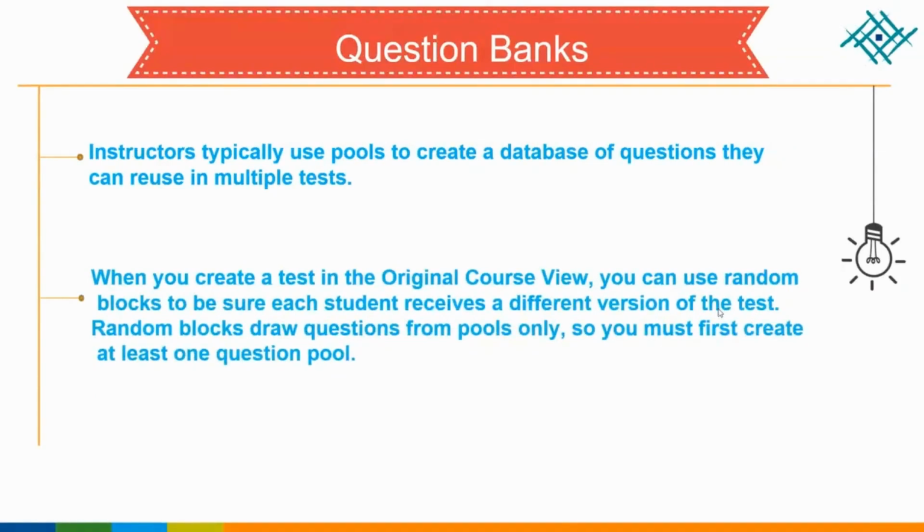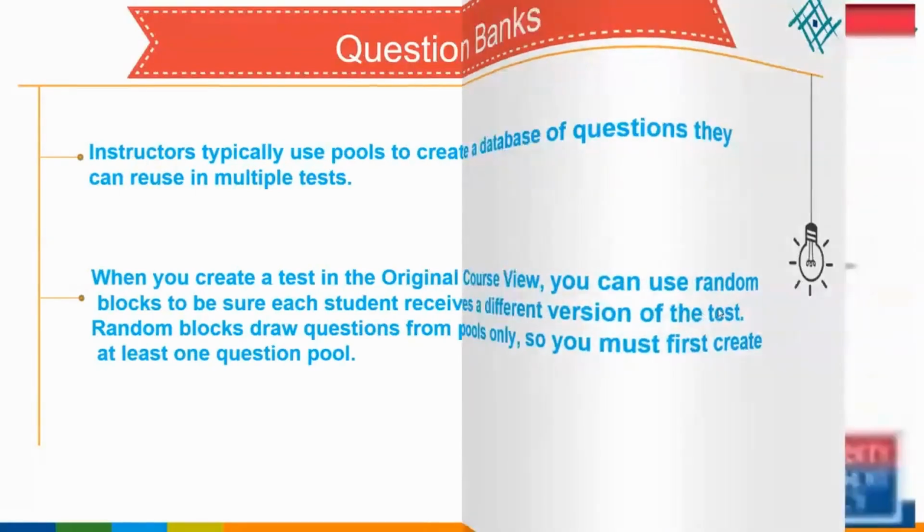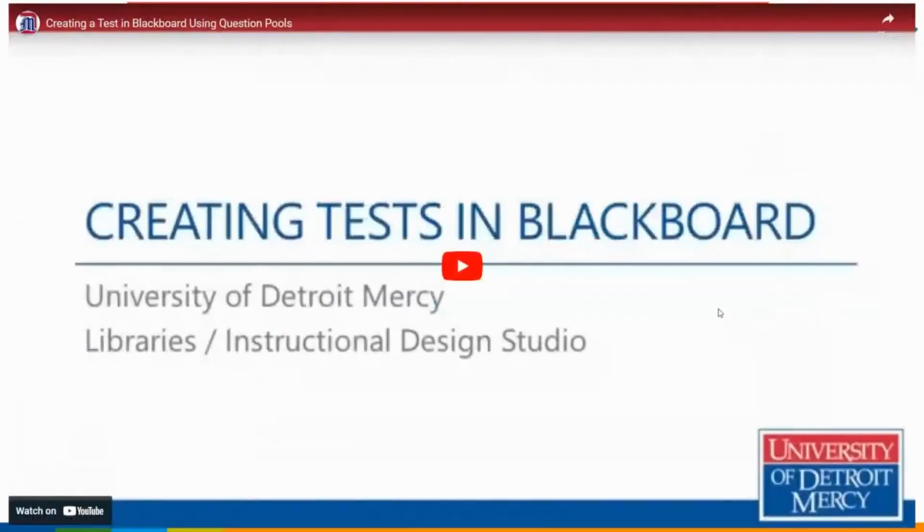When you create a test in the original course view, you can use random blocks to be sure each student receives a different version of the test. Random blocks draw questions from pools only, so you must first create at least one question pool. Let's watch this video together.